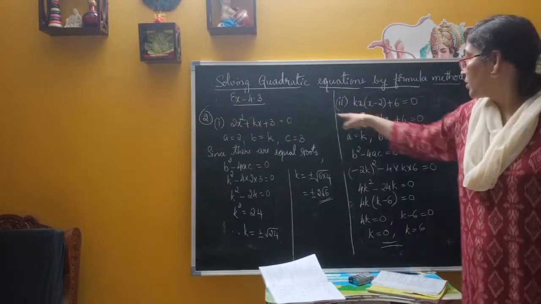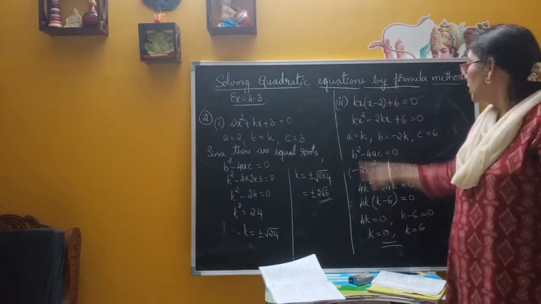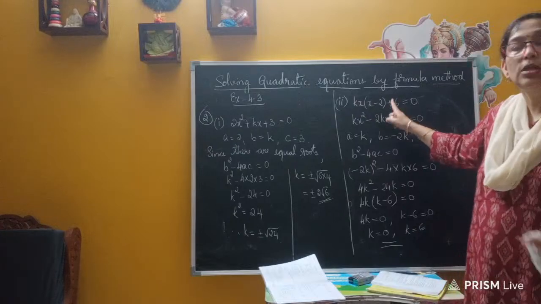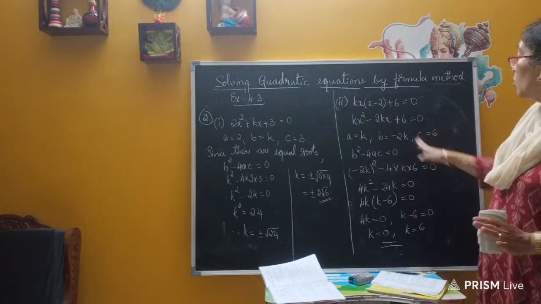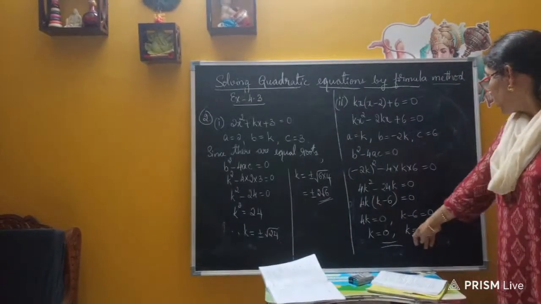Okay, so we are doing this sum, no, second one. If I substitute 0 here, 0 into whole, what do we get? We get only a constant. It's a constant polynomial. We don't get a quadratic equation at all. So what is the actual value of k?